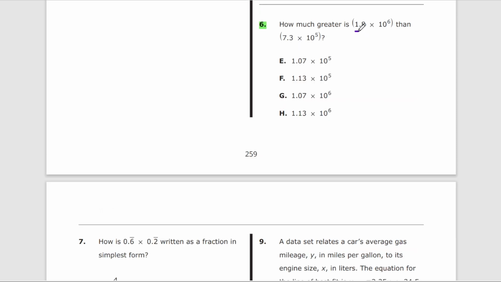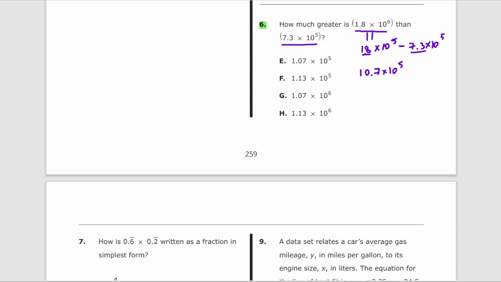How much greater is 1.8 times 10 to the 6th than 7.3 times 10 to the 5th? So what I would do, I would rewrite this as 18 times 10 to the 5th. Now let's find the difference. 18 times 10 to the 5th minus 7.3 times 10 to the 5th. So just do 18 minus 7.3, which is 10.7, times 10 to the 5th.